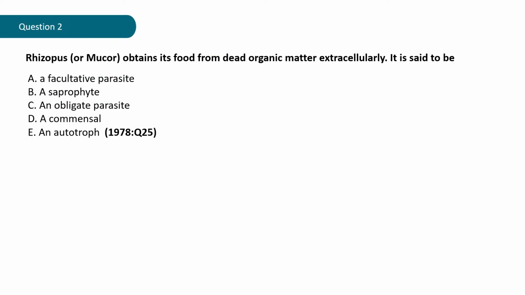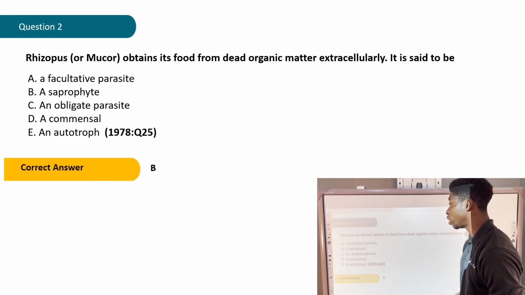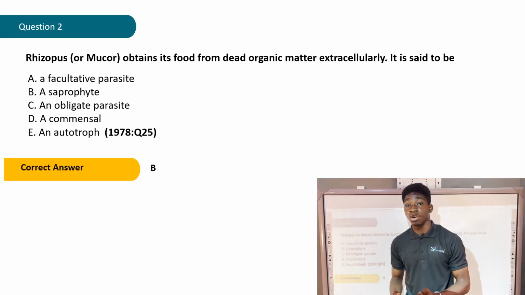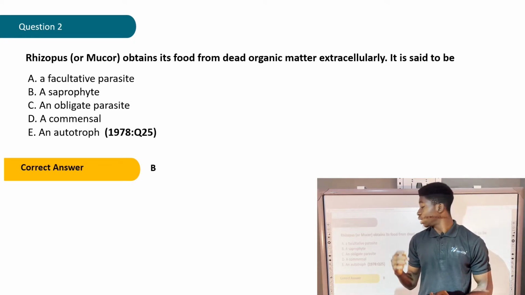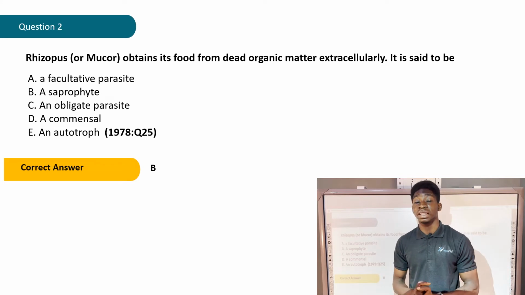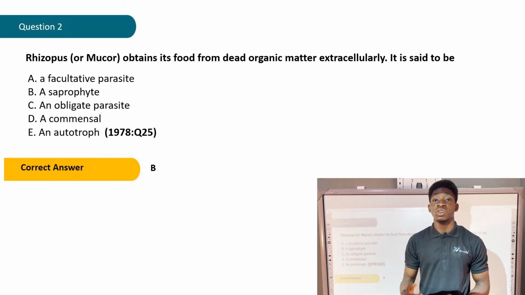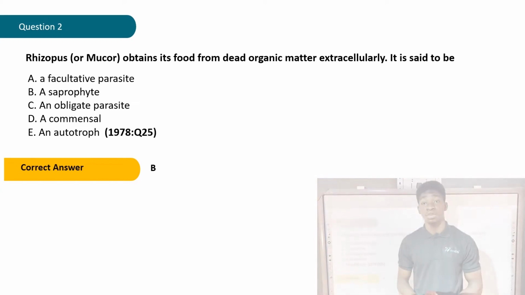Okay, now let's see what the correct answer says. The correct answer is B, a saprophyte, because an autotroph is an organism that makes its own food. A saprophyte is an organism that feeds on dead, decaying organic matter. And that is what Rhizopus or mucor does. It feeds on decaying or dead organic matter, and that's how it gets its own food.